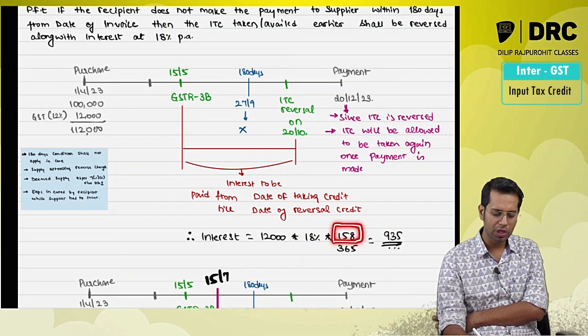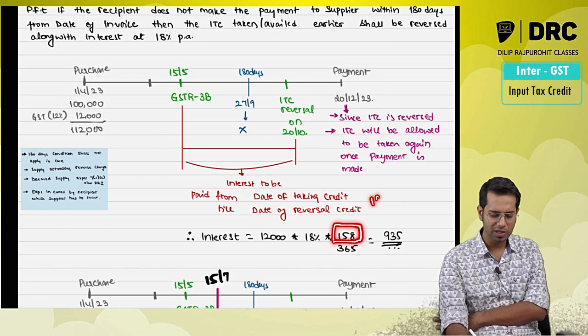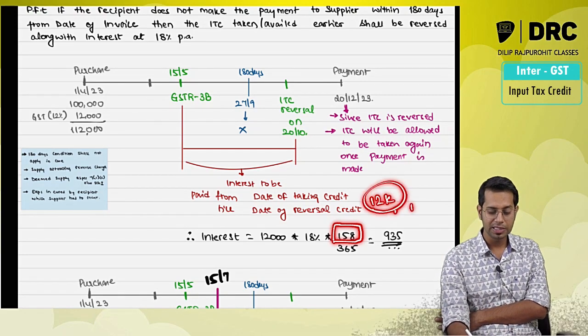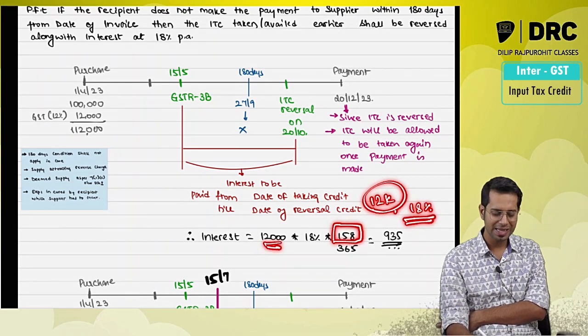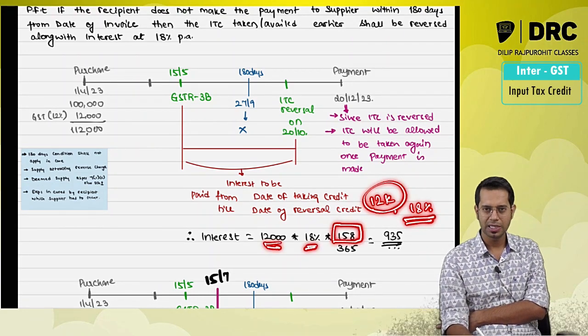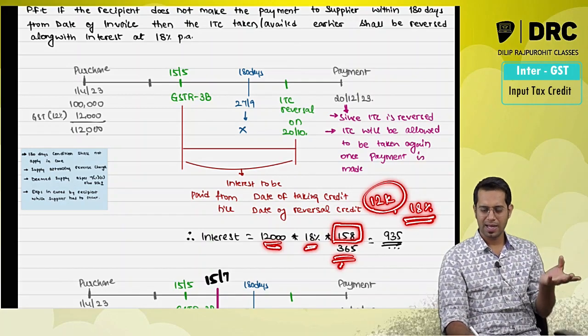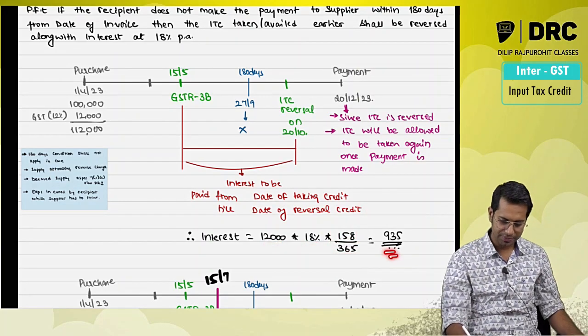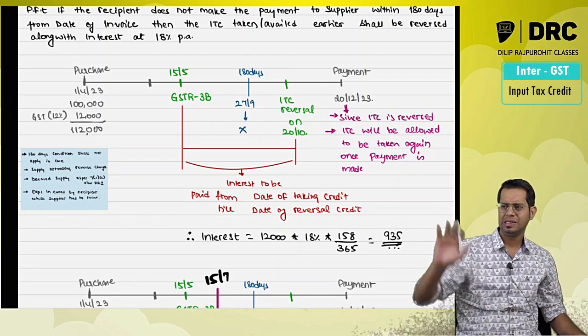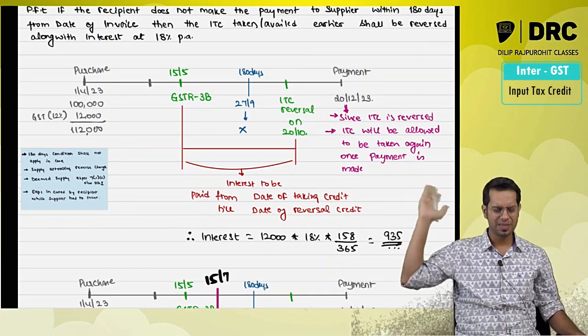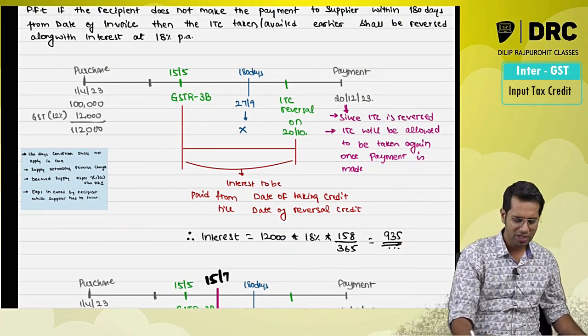So I will have to reverse the ITC, 12,000 rupees. Anyways, I am going to reverse. This reversal is along with interest at 18%. So 12,000 is the ITC amount and 18% is the interest rate into 158 days divided by 365 days. Now, this is something which is very simple, sir. Now, what small clarification they have given?